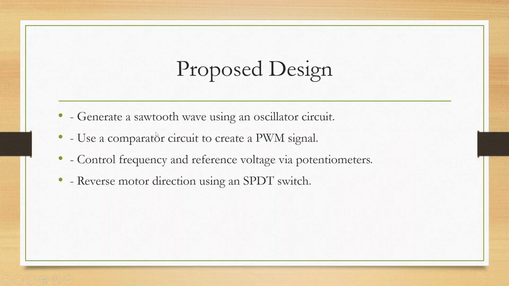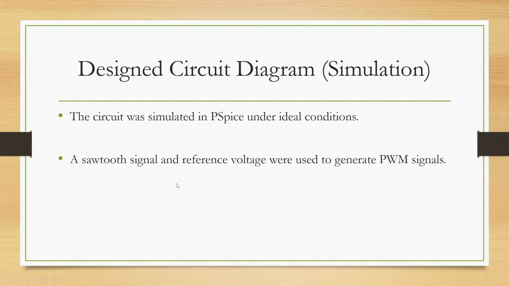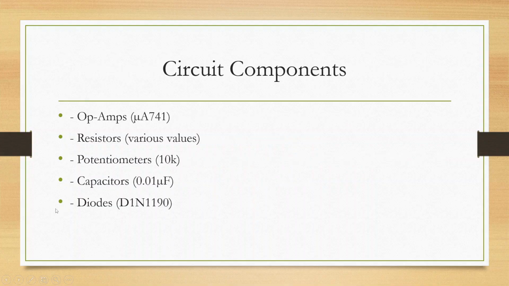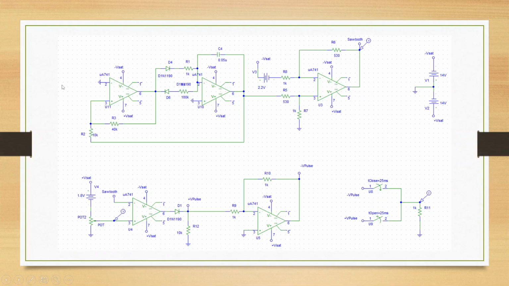Our design consists of the following key components. A sawtooth oscillator circuit generates a sawtooth waveform. Also, we control the frequency and the reference voltage via potentiometers. And for reversing the direction of the motor, we will use an SPDT switch. Basically, our circuit components are op-amps, resistors, potentiometers, capacitors, and diodes. Here is our full circuit design.